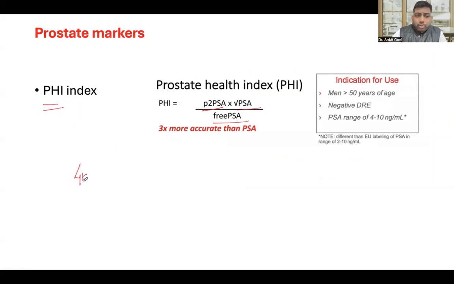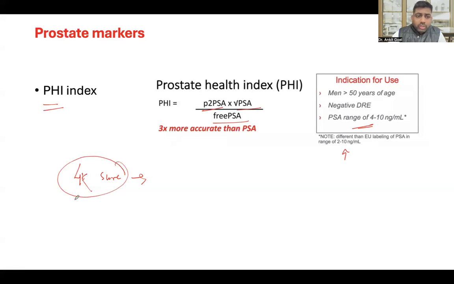Similarly, they can ask you about the 4K score. These are FDA approved for PSAs between 4 to 10, or PSAs between 2 to 10 as per the European guidelines, even if there is a prior negative biopsy. So you can use all these additional markers in those dilemma cases.